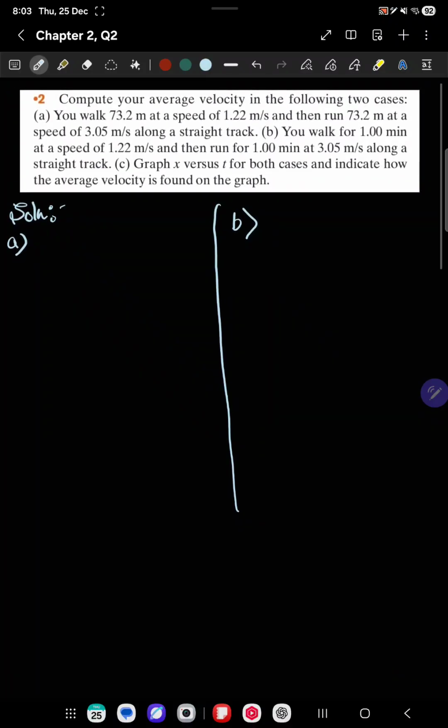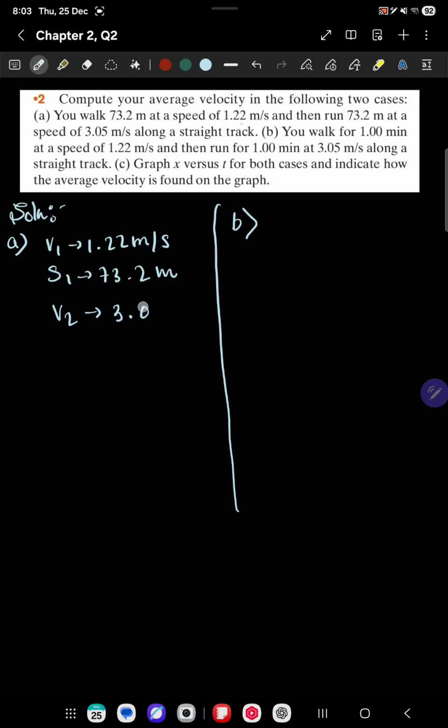So in the A part it is saying v1 is given as 1.22 meter per second. v1 is basically the speed, this one. S1, the distance, is 73.2 meter. Now v2 is given as 3.05 meter per second and S2 is given as 73.2 meter.